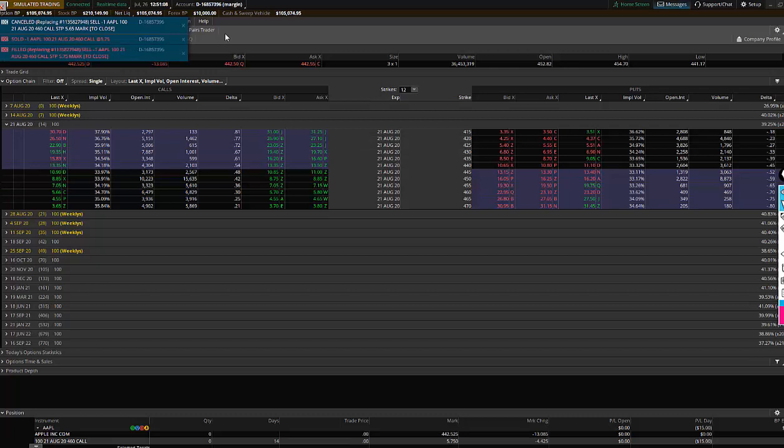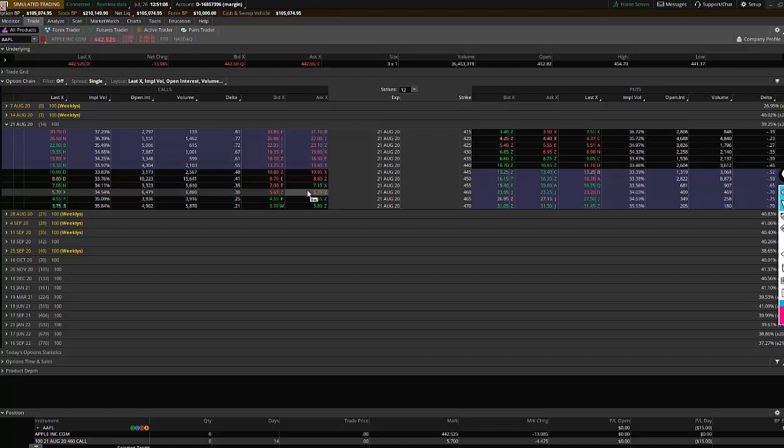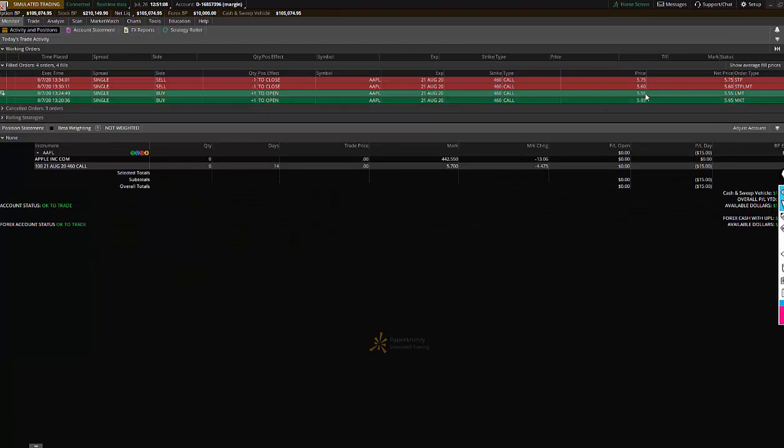Oh, I sold it at 575 because the market went to 460. They're 570 bid at 80, I got out at mid-market. Let's go check what we did. I sold this at 575, and it tells you what I did. It was a stop.